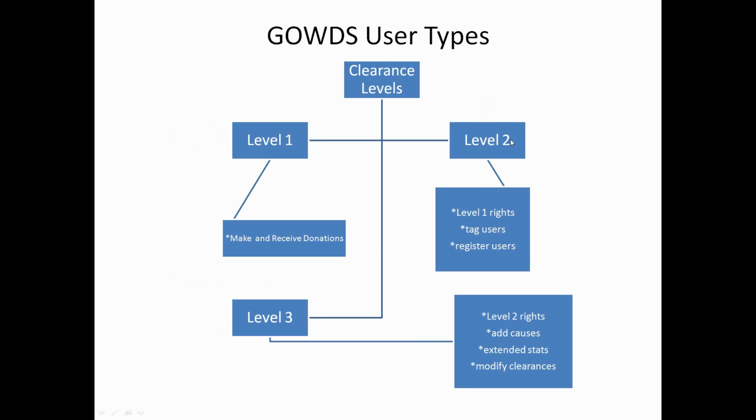Now GOWDS has three kinds of users with three types of clearance levels: level 1, level 2 and level 3. Level 1 users can make and receive donations. Level 2 can register level 1 users and they can tag users also. Level 3 users can add causes, they can view the statistics of others, and they can modify the very clearance level of other users. So level 3 is highest in hierarchical manner. Of course they can make and receive donations, each level.